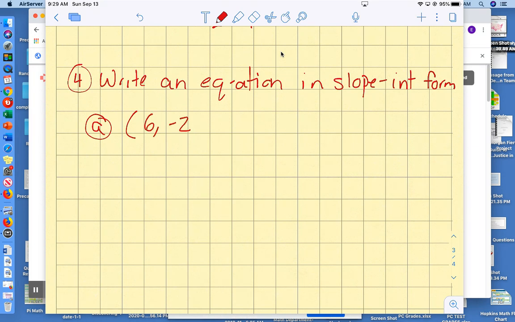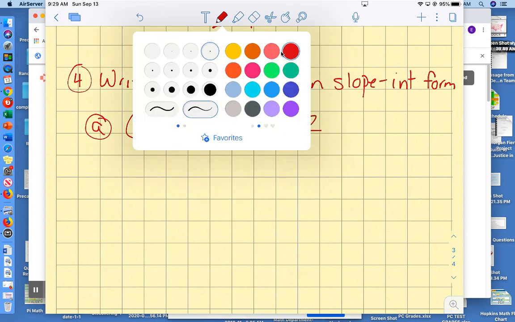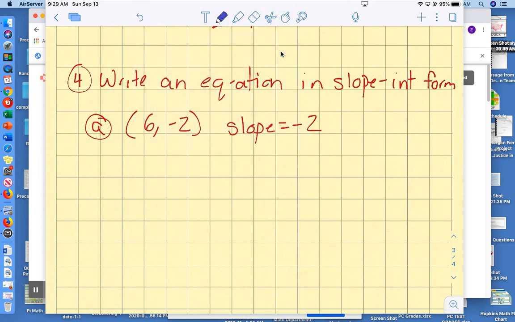(6, -2), and its slope is equal to -2. Well, our final thing needs to be in slope-intercept form, so I'm going to write y equals mx plus b. Our slope is -2, and I tend to put things in parentheses when I'm plugging them in. We don't know any of these other letters yet, but we do know that this is an x and this is a y. So we could plug in -2 equals (-2), our x is 6, plus b.